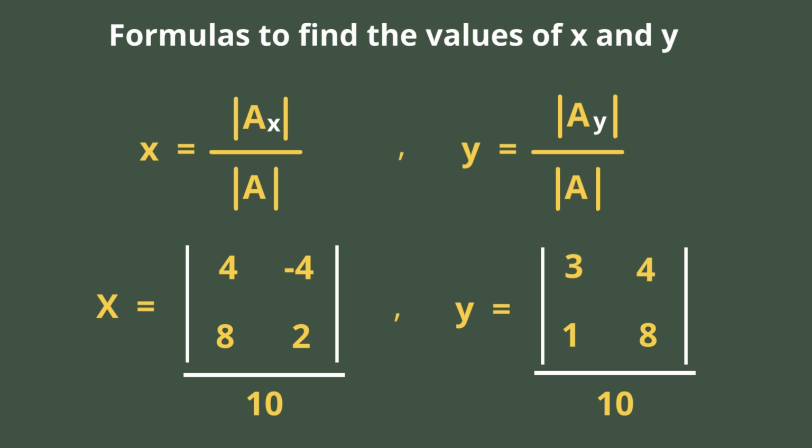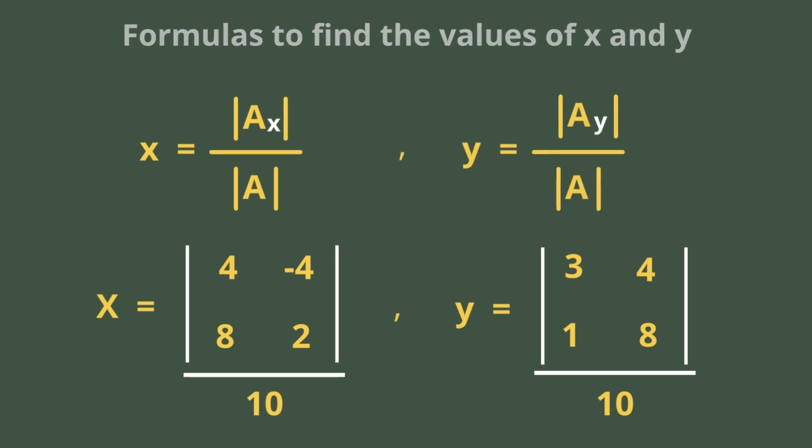If the determinant is non-singular, then we can use Cramer's rule further. As we know, the determinant is 10, which we calculated previously. So we will use that determinant here. In Cramer's rule, formulas to find the value of x and y are given below. To find the value of x, we need to find the determinant of matrix AX and then divide it by the determinant of matrix A. Similarly, to find the value of y, we need to find the determinant of matrix AY and then divide it by the determinant of matrix A.